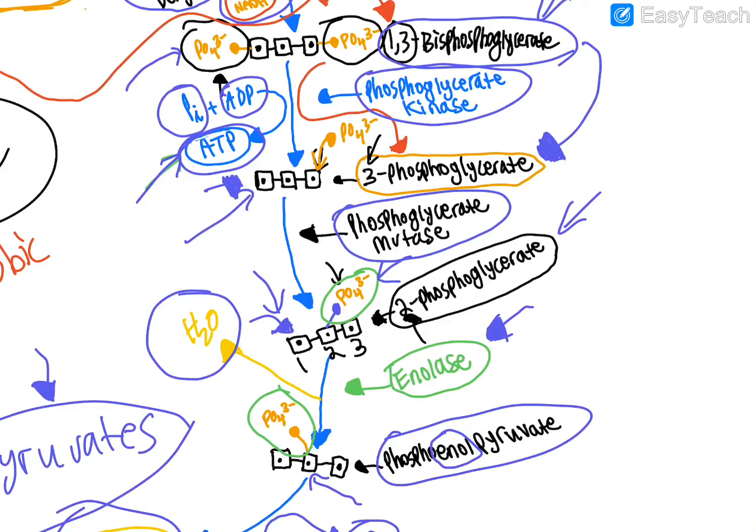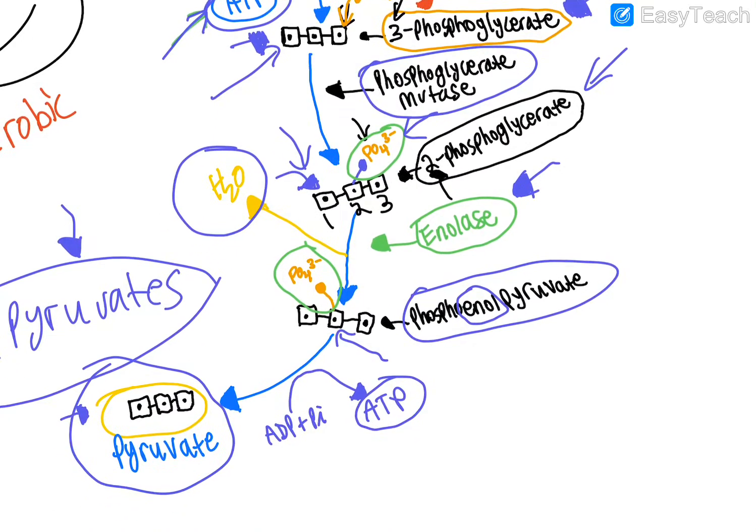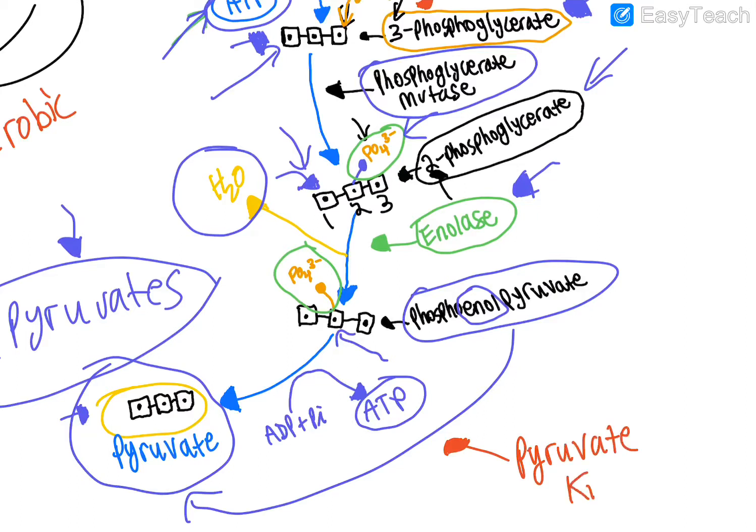Lastly and finally, this is what we've been waiting for. Phosphoenolpyruvate is converted into pyruvate. I didn't write the enzyme down, so let me write it. The enzyme catalyzing this reaction is called pyruvate kinase. Finally, this was the structure all along that we were trying to produce for glycolysis. In this step we again make an ATP molecule from ADP and an inorganic phosphate.